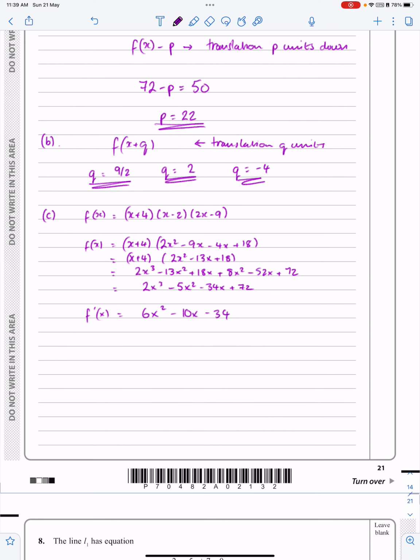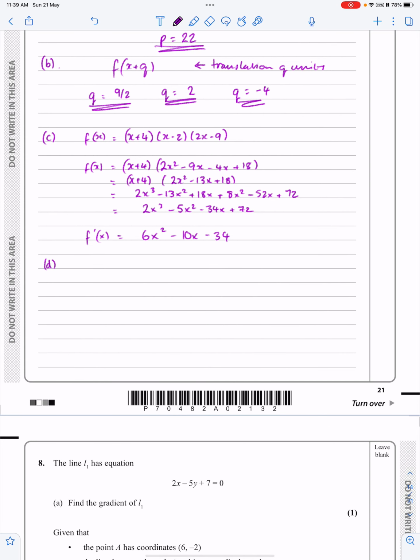And then part D says hence find the range of values of x for which the gradient is less than minus 18. So this is a quadratic inequality question. I now want f dash x, which is equal to 6x squared minus 10x minus 34. I want that to be less than minus 18. Well, tidy it up and get all the constants onto one side. That gives minus 16. They do that same old trick here with that quadratic. I can divide everything by 2, so that's the same as 3x squared minus 5x minus 8 is less than 0.